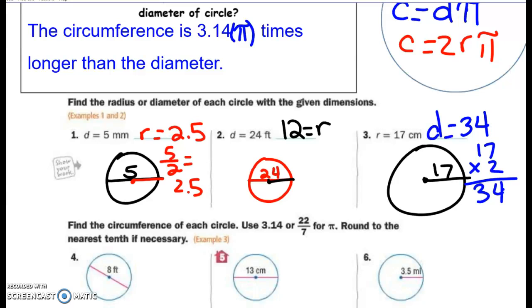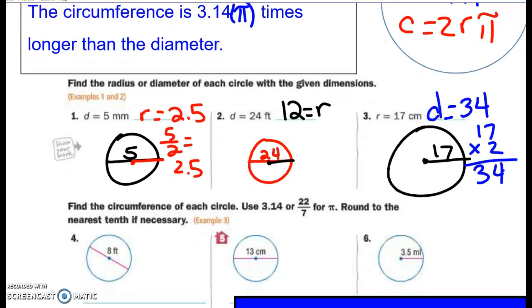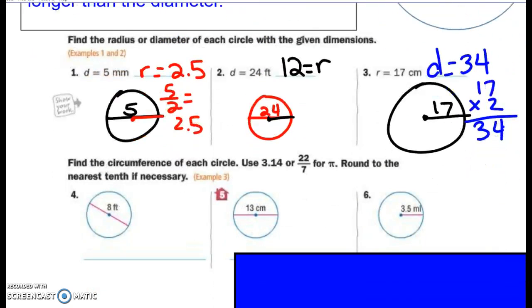Now let's take a look at questions 4, 5, and 6. This time it tells us to find the circumference. I need to use 3.14 or 22/7 for pi, and it tells me to round to the nearest tenth. When we calculate the circumference of a circle, I can express my answer as the exact circumference or the approximate circumference. Pi is actually an irrational number that goes on forever. So if I multiply by the decimal approximation 3.14, that's my approximate answer. But if I just leave the pi symbol, that represents the exact answer.